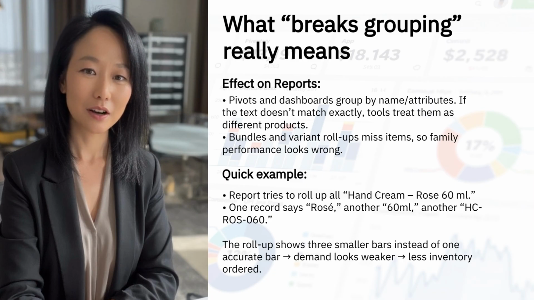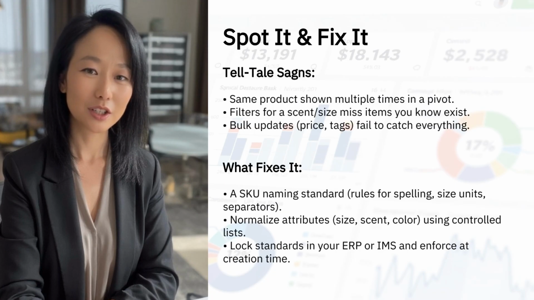Demand looks weaker, so you order less than you need. If the same product shows multiple times or filters miss obvious items, grouping is broken. Fix it by defining a strict naming standard, using controlled vocab for attributes, and enforcing those rules inside your ERP or inventory management system so new records are clean from day one.